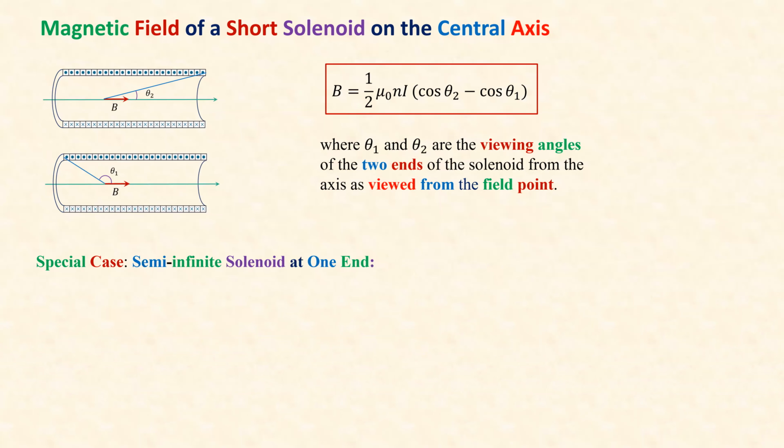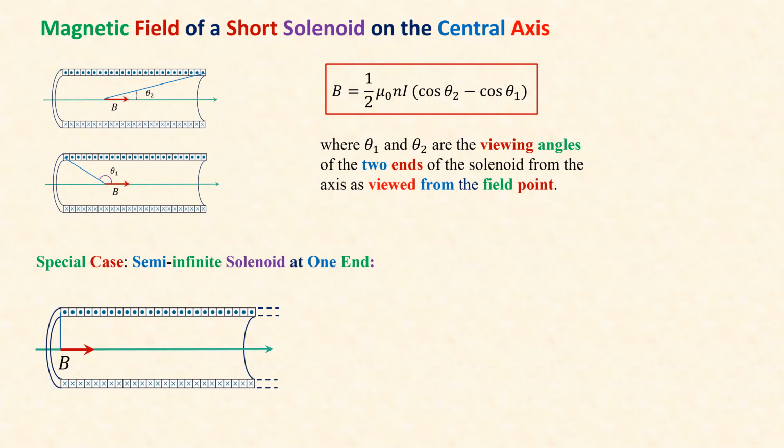The other special case is a semi-infinite solenoid at one end. It means that you have a semi-infinite solenoid: this side goes to infinity, and this side is truncated, and you're looking at it from this point. You want the magnetic field at this point. In this case, theta 2 again is 0, and theta 1 becomes 90 degrees, the viewing angle of this side.